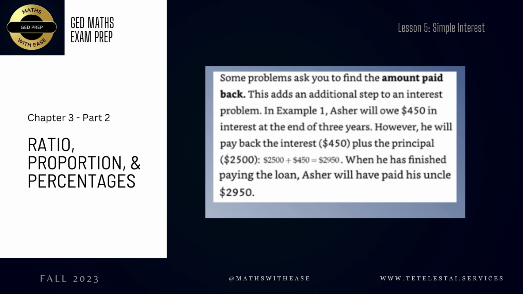Some problems may ask you to find the amount paid back. In that instance, the additional step would just require you to add the interest that you found to the principal. So in our example with Asher, to find the amount that he needs to pay his uncle back, you would add the principal amount that he borrowed, which was 2,500, to the interest that we just found, which is 450. And you would find that the amount he has to pay his uncle back is $2,950.